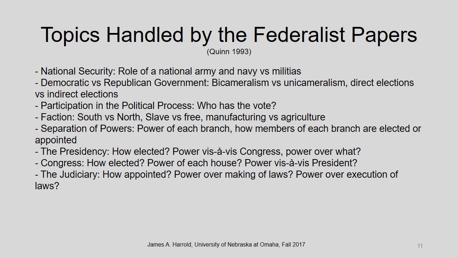So in order to sell ratification, Hamilton, Madison, and John Jay, but primarily Hamilton and Madison, wrote the Federalist Papers. They didn't write them all at once. The Federalist Papers were really what we would call editorials. And they were mostly published in New York newspapers for the express purpose of influencing the ratification Congress in the state of New York.